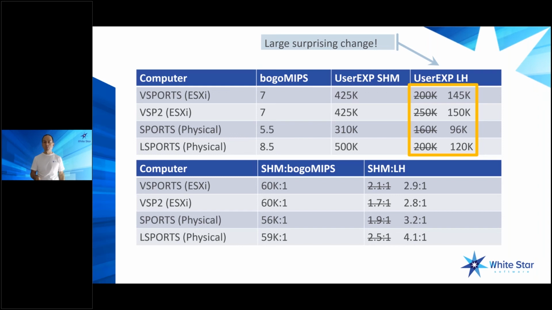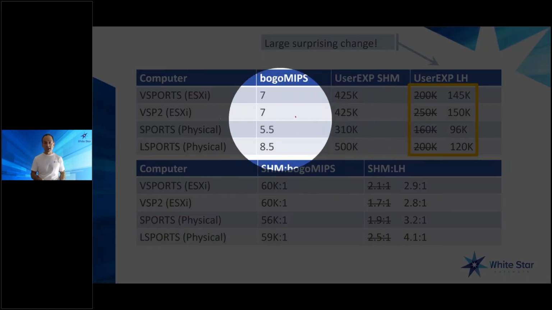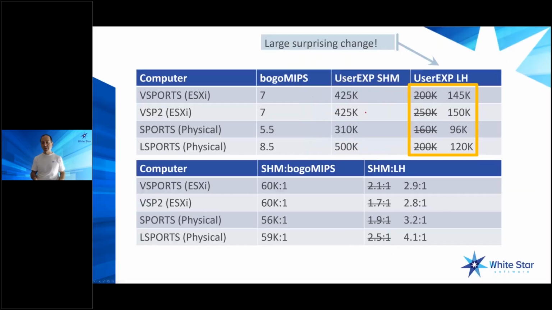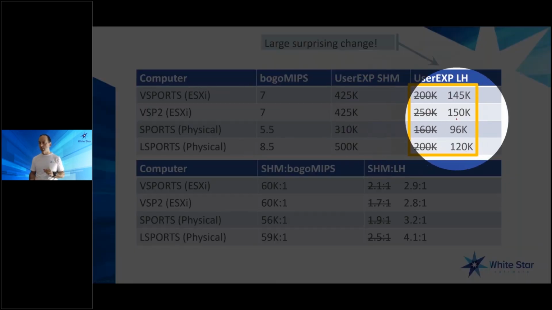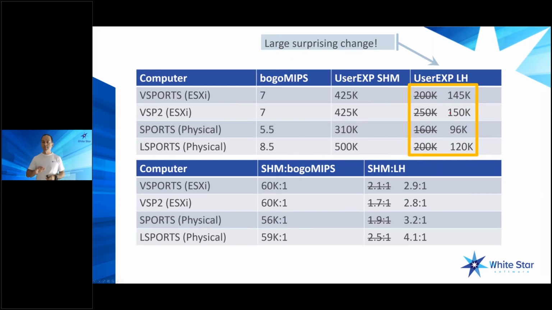So BOGO MIPS and user experience shared memory, those numbers didn't change. We didn't really change any parameters in the database, only network parameters. What changed that was surprising was that my user experience localhost numbers changed. So I'm not even going out on the network, I'm staying within that loopback driver, and I still lost significant performance in my localhost. And why did that happen, right?